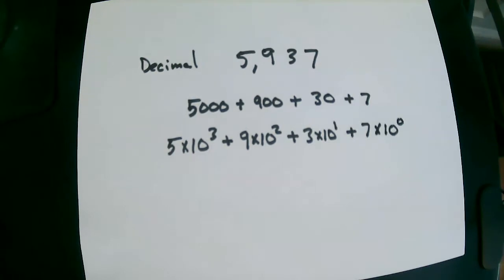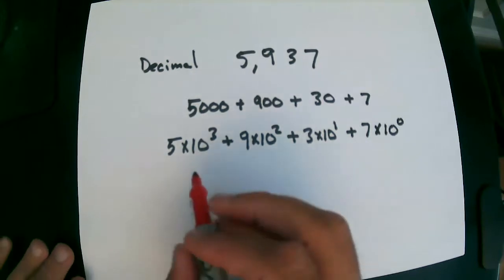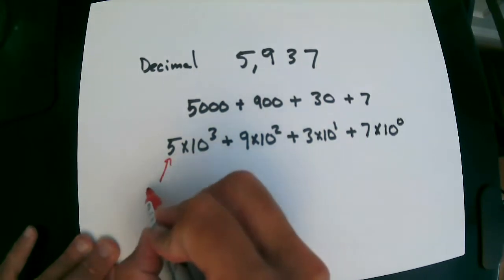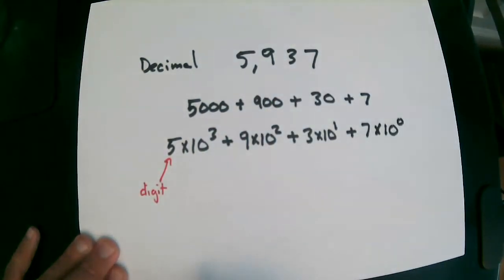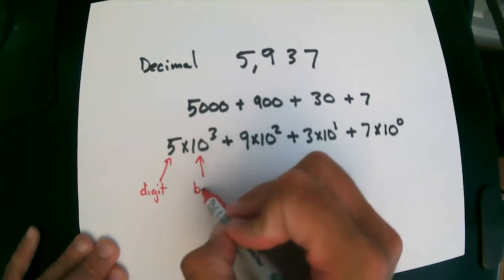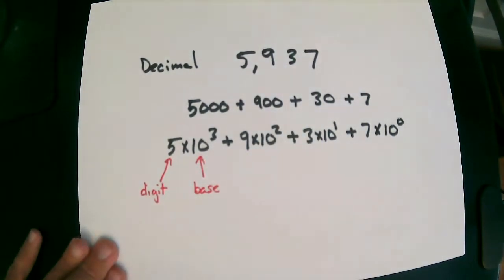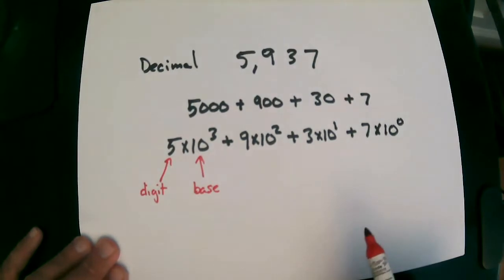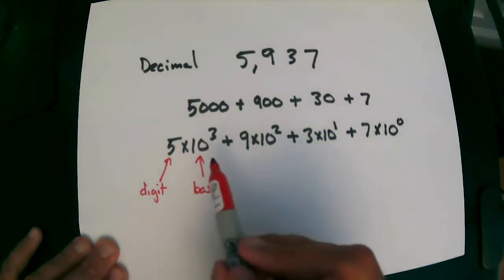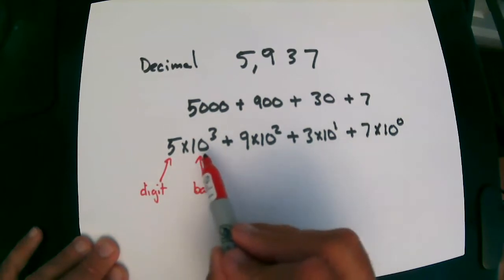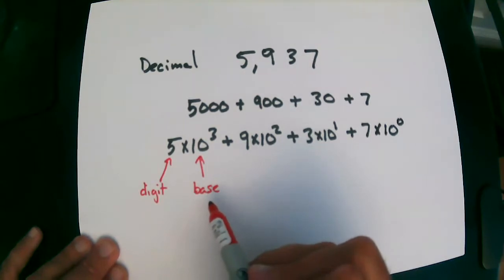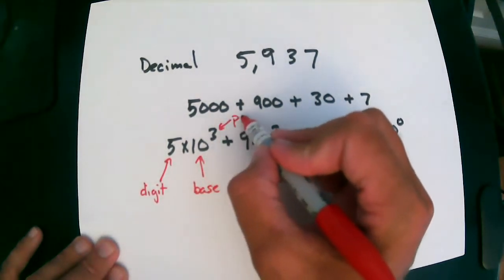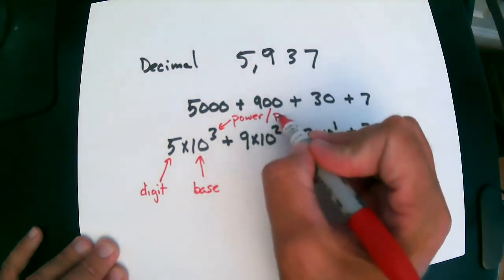Okay, now when we're looking at this pattern, let's break down each individual term. In every single term, we've got the digit, which is just the symbol that you see in the number. And then there's the base. The base is just the number of symbols that there are in the counting system you're using. So in the decimal system, we have the digits 0 through 9, which is 10 unique symbols to represent stuff, and that's why it's called base 10. And then up here we have the power, and the power is related to the place value.